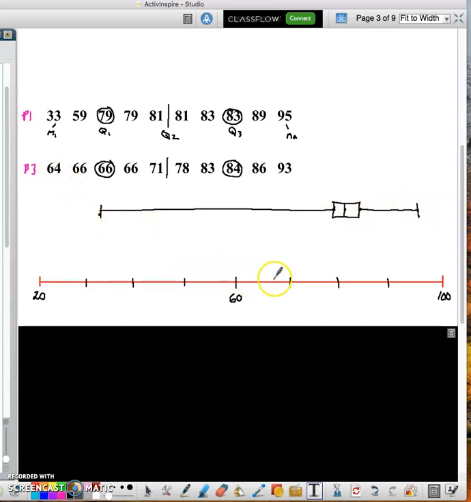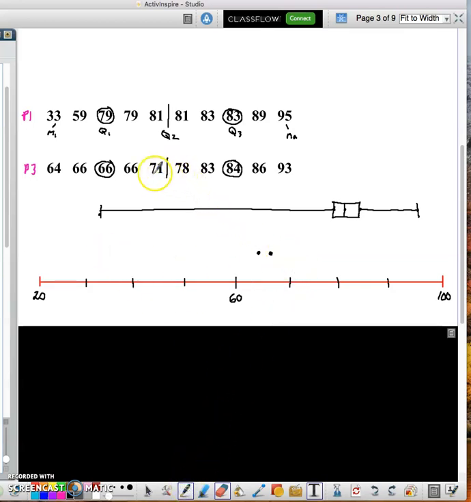So 64 is right about here. We have 66 as quartile 1. That's right about, I did this wrong. Here's 70. 64 is here. And 66 is probably here. And again, you don't have to get these exactly marked out, but you want to get them close. You want everything scaled properly.